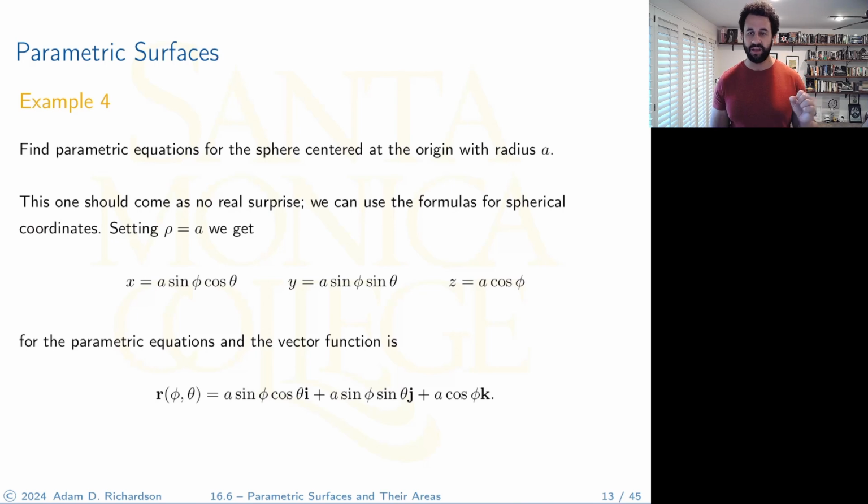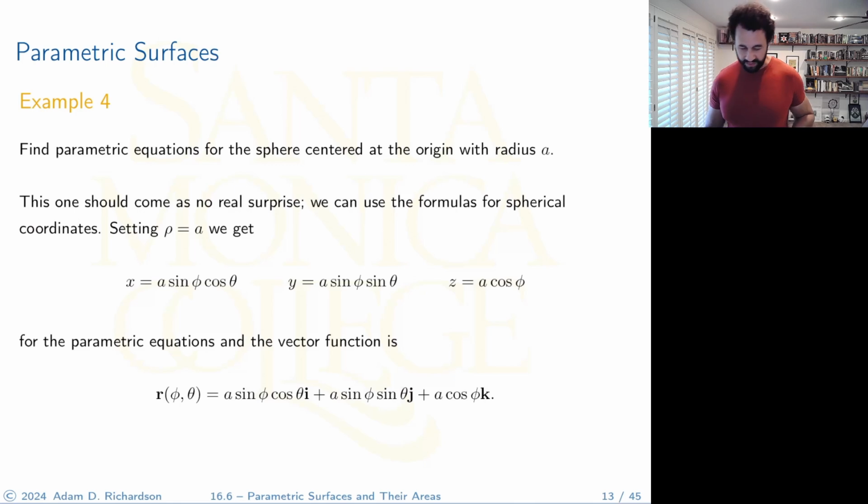And in this case, because we have a fixed radius, we're setting the radius equal to a, rho is just going to be a. Rho is not going to vary in this case, right? So we get this, this, and this. Then we can write our vector function as simply using these as our component functions. So r of phi comma theta is this times i, this times j, this times k. And that's the description right there.